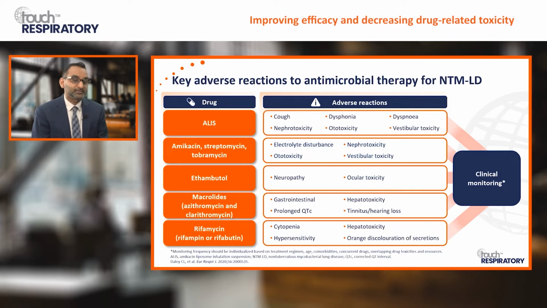And to monitor for these side effects, we often get blood work at least monthly, and we also get a baseline hearing test and a baseline eye exam, and we want to repeat those hearing and eye exams at least every 3 months to make sure a patient is not presenting with adverse reactions.